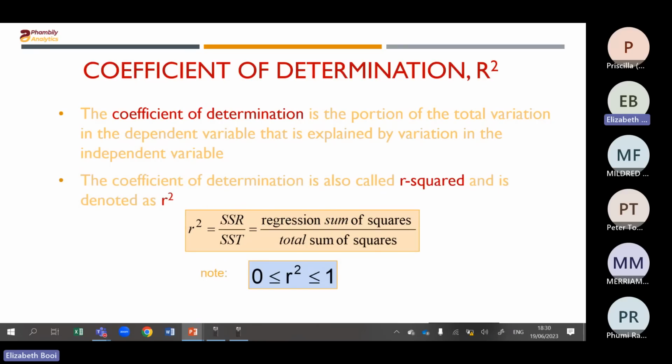We already spoke about that. The R squared is the square of your regression coefficient of correlation. What we haven't spoken about is that the value of your R squared is always between 0 and 1, whereas with the coefficient of correlation, the values of R are between -1 and 1. For R squared, the values are between 0 and 1.